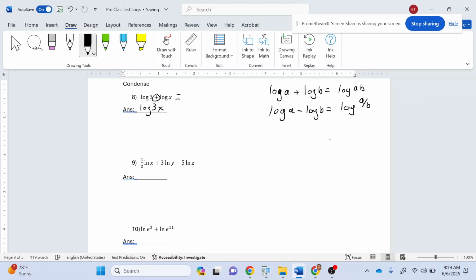And then the secondary, if you have an x or a multiplier in front, so A log B, that becomes an exponent. So it's going to be log B to the A power. So in this case, this is going to be the half power of x, or ln, the square root of x, y to the third, divided by z to the fifth. Because of the minus sign, it makes it a division.